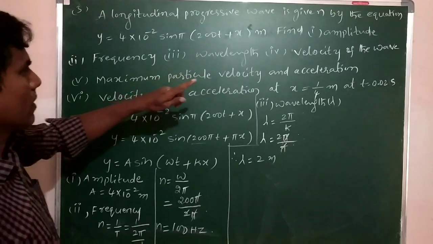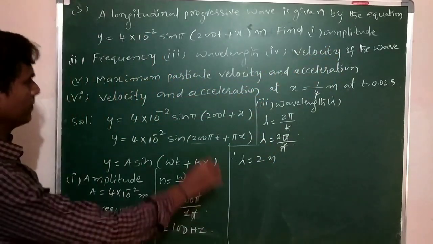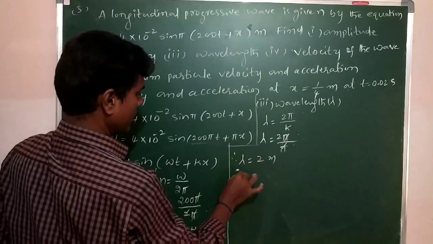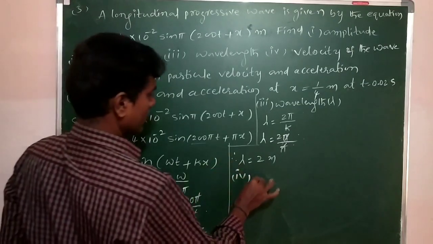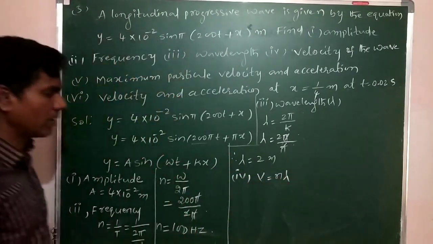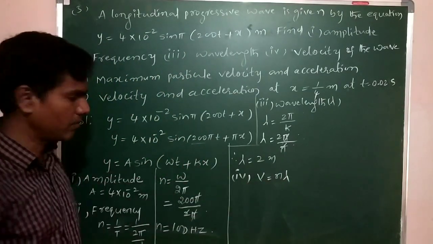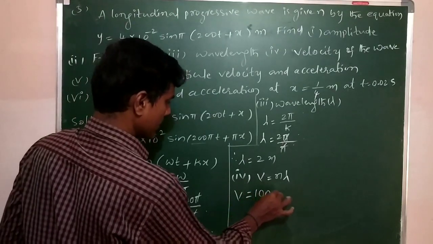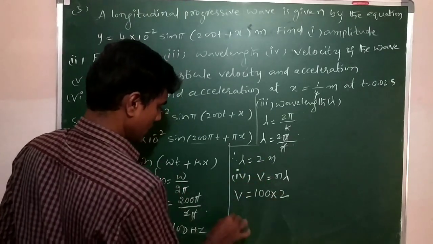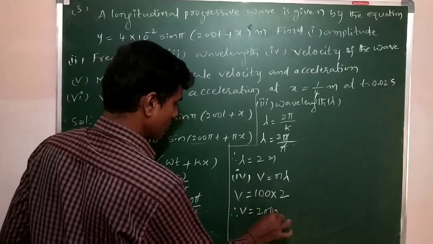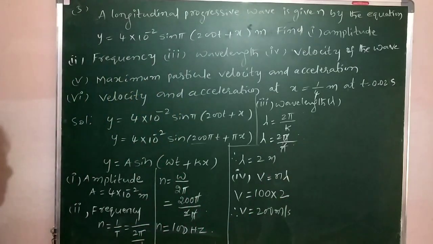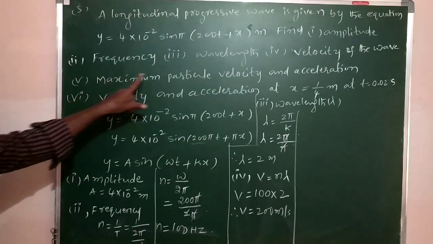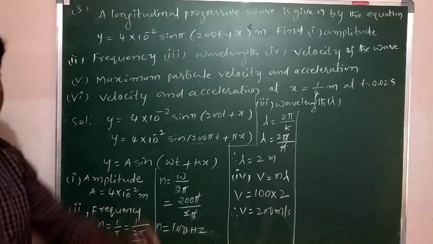Next one is velocity of the wave. That is the fourth one. V is equal to n lambda. We know the value of n and lambda, we can substitute. V is equal to, what is n value? 100 into lambda value, here 2. Therefore, V is equal to 200 meters per second.